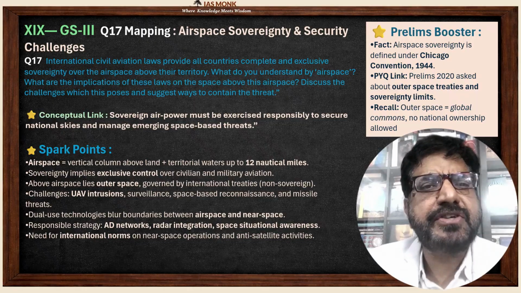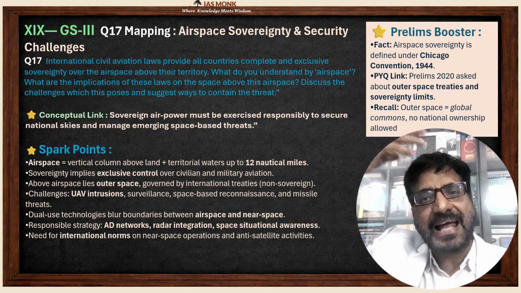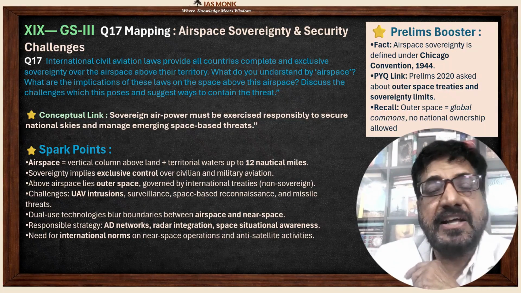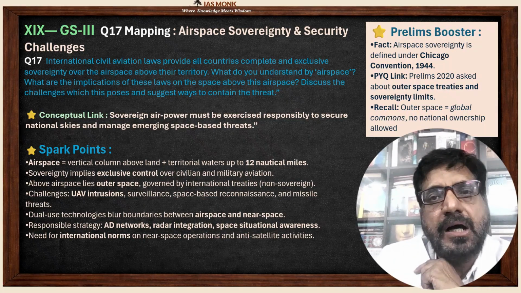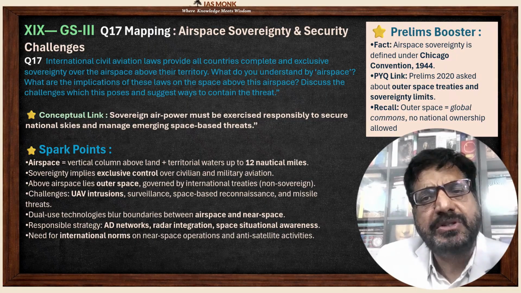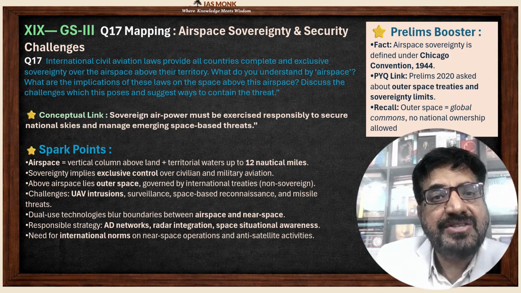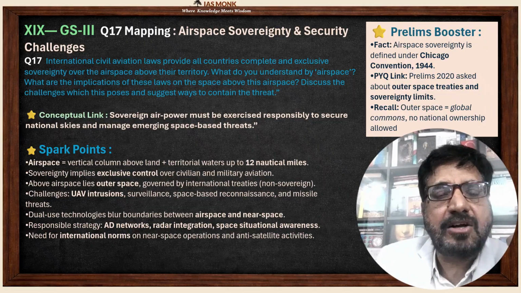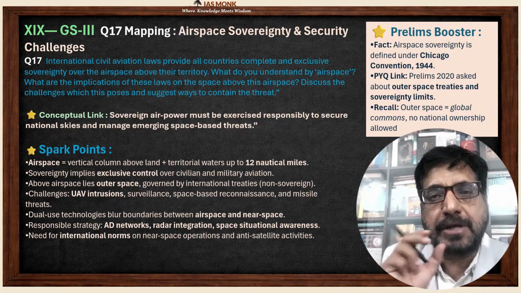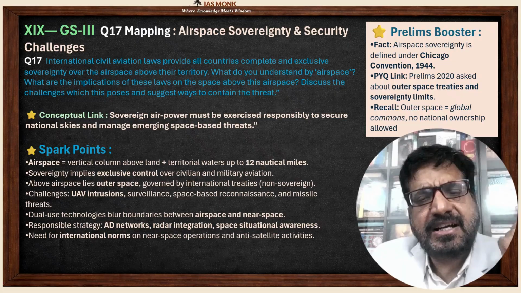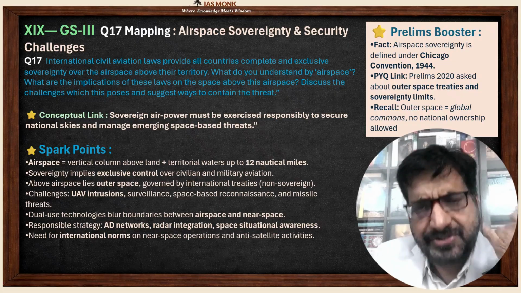Airspace refers to the vertical zone above a nation's land and territorial waters where the state exercises complete and exclusive sovereignty. This includes control over civil aviation, military flights, and aerial surveillance. Above this lies outer space, which is governed by international treaties that prohibit national appropriation, creating a legal and operational grey zone between sovereign airspace and non-sovereign space. This boundary generates multiple security challenges.